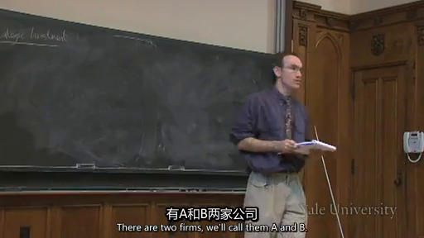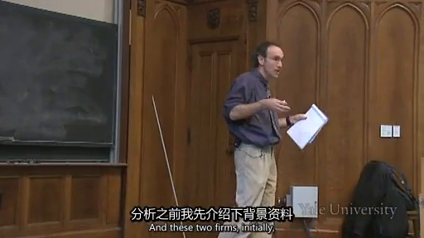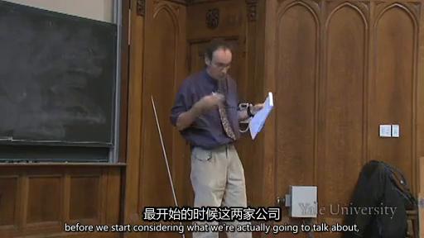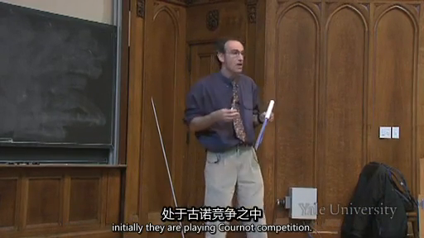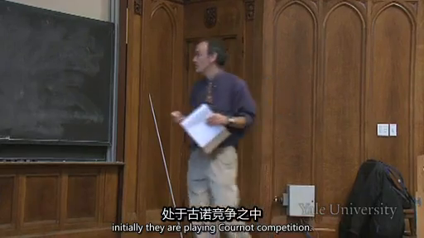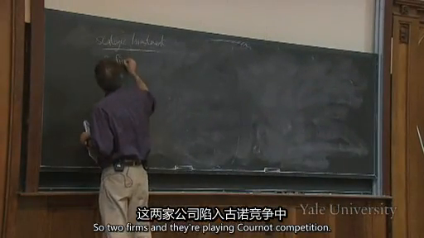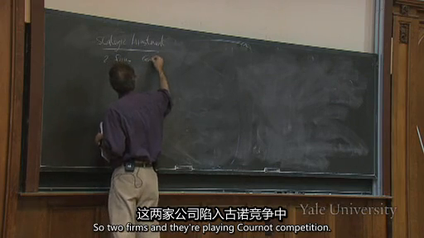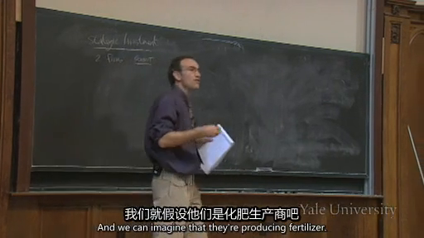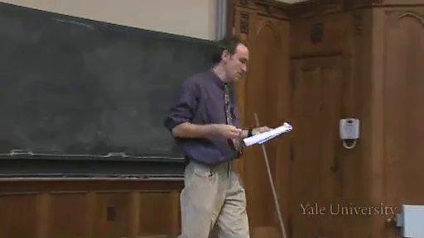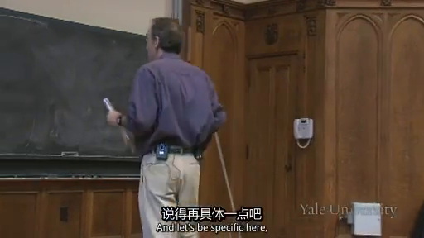There are two firms. We'll call them A and B. And these two firms, initially, before we start considering what we're actually going to talk about, are playing Cournot competition. So two firms, and they're playing Cournot competition. And we can imagine that they're producing fertilizer. Right? Imagine that they're producing fertilizer. All right? And let's be specific here.